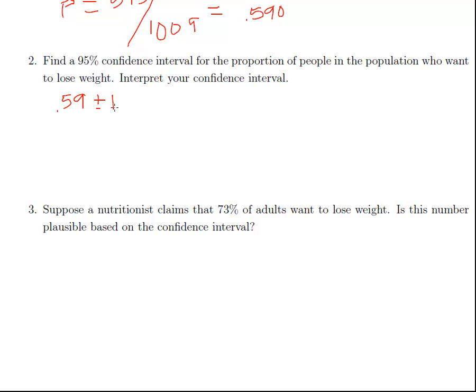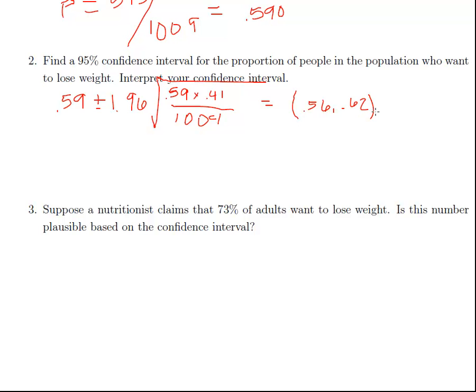All right, so our confidence interval then is 0.59 plus or minus 1.96 times the square root of 0.59 times 0.41, which is just 1 minus 0.59, divided by 1,009. So crunching those numbers gives us a lower bound of 0.56 and an upper bound of 0.62.